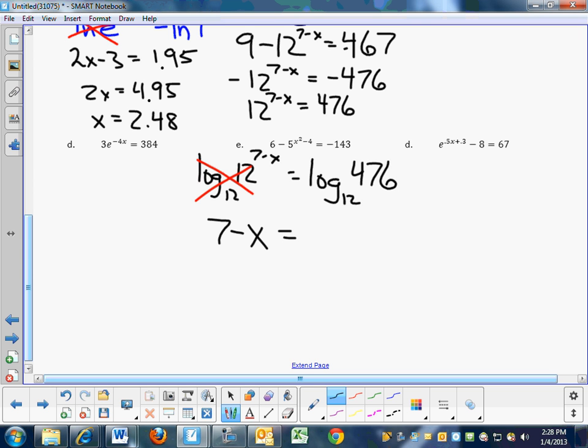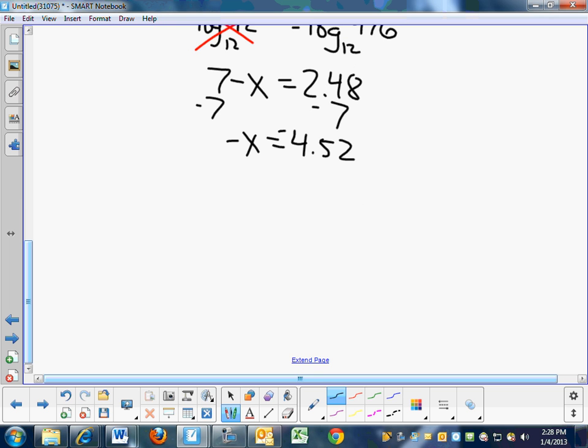We divide. Take log of 476 and divide it by log of 12. 2.48. Subtract 7 from both sides. Negative x equals 4.52. Negative 4.52. Divide by your negative, x is 4.52.